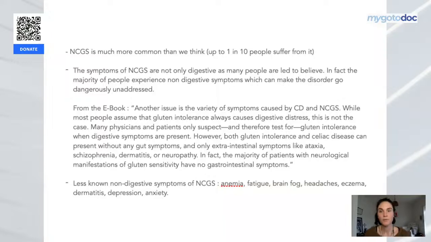So this is an excerpt from an ebook by Chris Kresser on this subject. Another issue is the main variety of symptoms caused by celiac disease and non-celiac gluten sensitivity. Most people assume that gluten intolerance always causes digestive stress, and this is not the case. Many physicians and patients only suspect and therefore test for gluten intolerance when digestive symptoms are present. However, both gluten intolerance and celiac can be present without any gut symptoms and only extra-intestinal symptoms. So this is really important to bear in mind if you have any of these skin, brain fog and depression related concerns separate to digestive concerns.